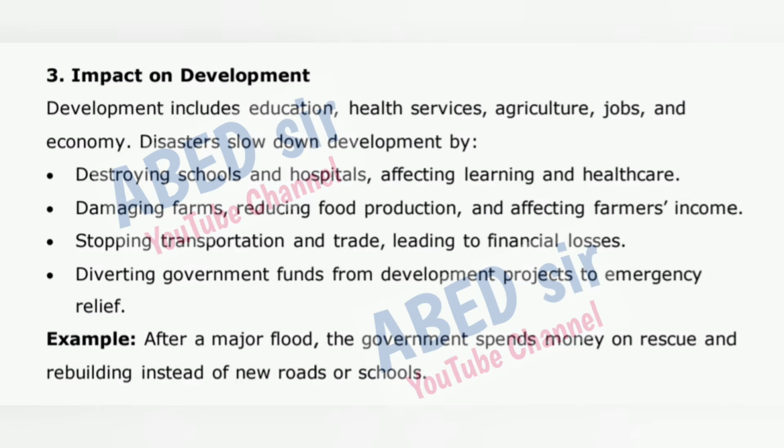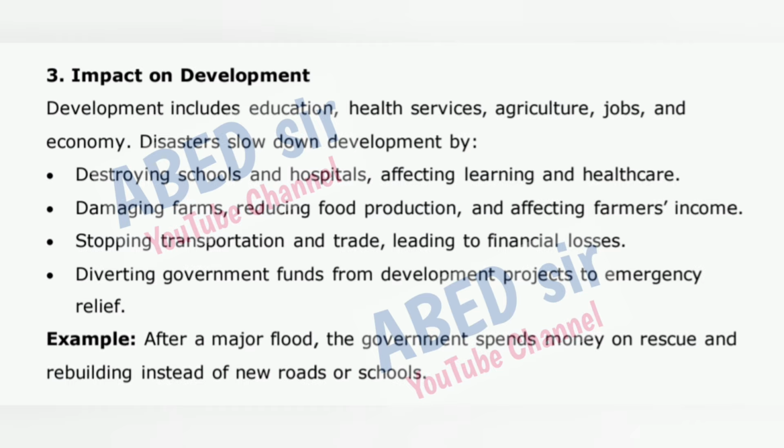3. Impact on development. Development includes education, health services, agriculture, jobs, and economy. Disasters slow down development by destroying schools and hospitals, affecting learning and healthcare, damaging farms, reducing food production, and affecting farmers' income, stopping transportation and trade, leading to financial losses, diverting government funds from development projects to emergency relief.